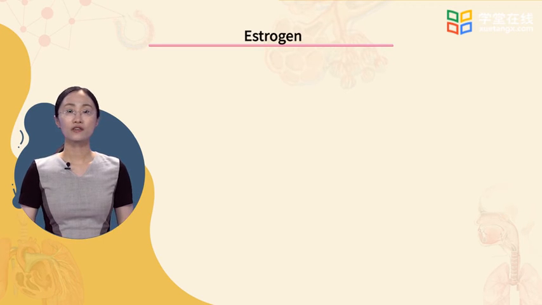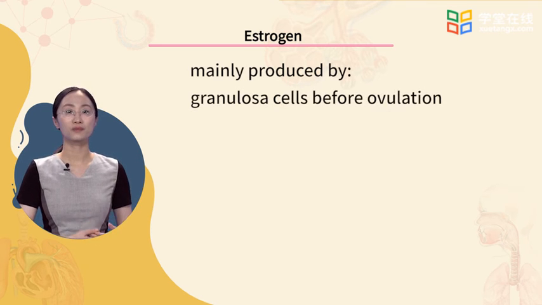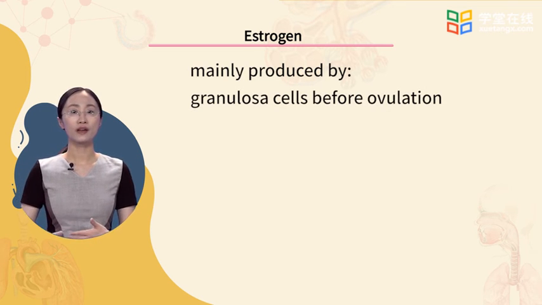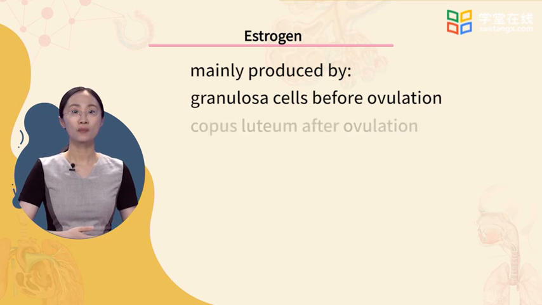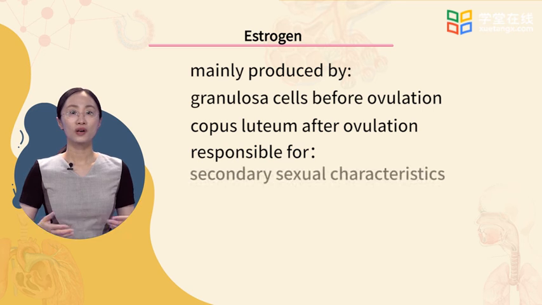Estrogen and progesterone also regulate the reproductive functions in different ways. First, let's talk about estrogen. During follicular development of the female reproductive cycle, estrogen is mainly produced by granulosa cells, while the major source of estrogen comes from the corpus luteum after ovulation. Estrogen is responsible for female secondary sexual characteristics.